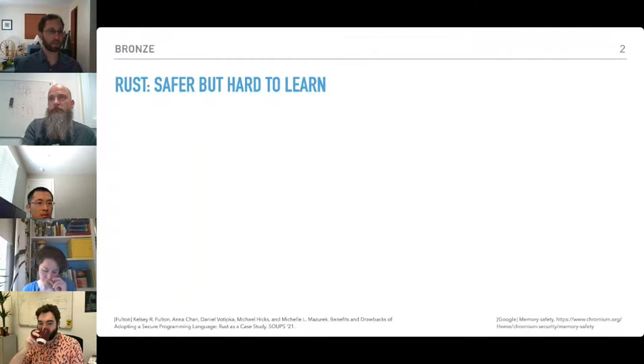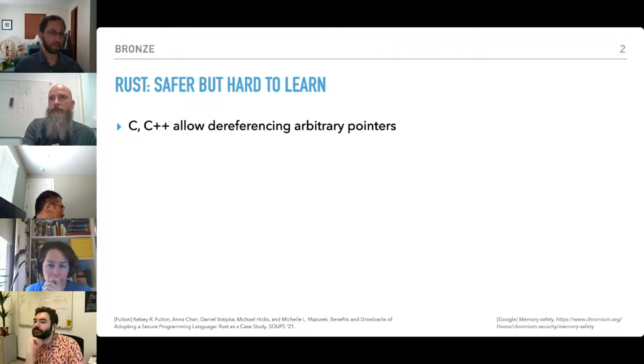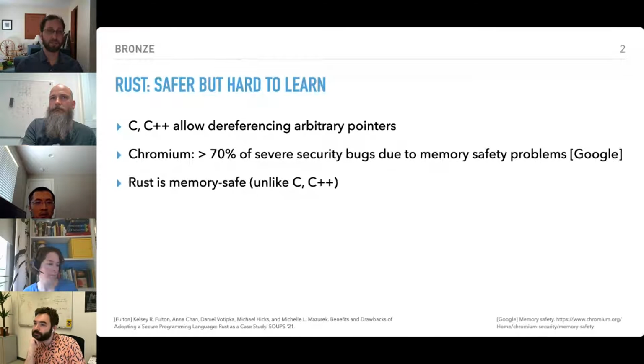So we already learned a little bit about Rust, so I'll spare you a lot of details about Rust. The short version is that C and C++, as you know, allow dereferencing arbitrary pointers. And this can be really dangerous, right? So in Chromium, for example, a large fraction of the severe security bugs were due to memory safety problems caused by code written in languages that are unsafe.